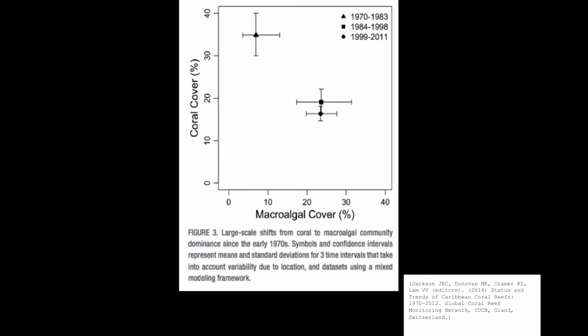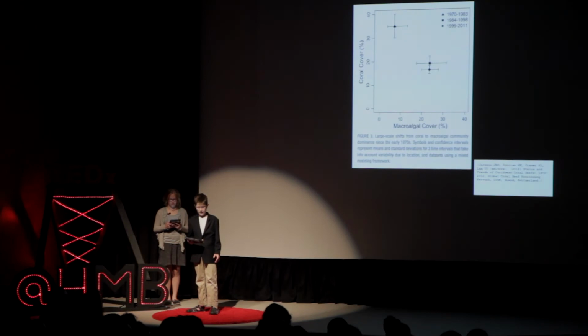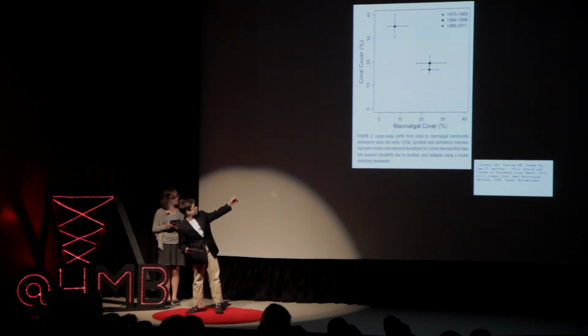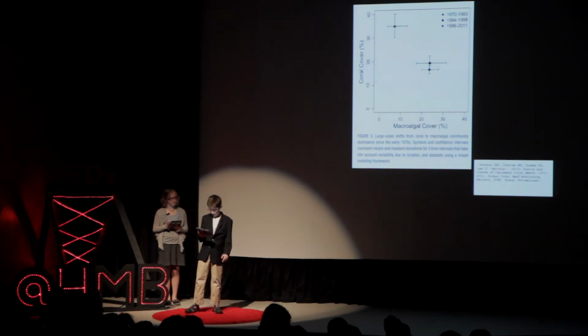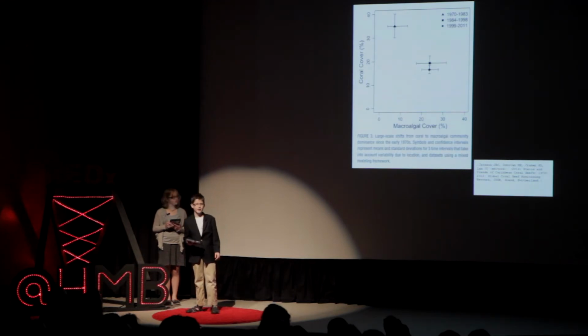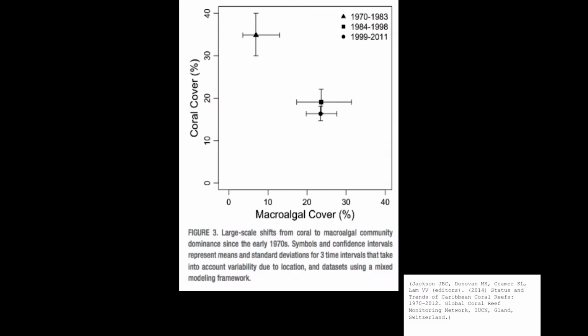This plot from the same report shows a marked increase in the amount of microalgal cover during the period from 1970 through 1998. Looking at the plot, you can see that it increases from approximately 8% to approximately 23%. This is accompanied by a dramatic decrease in the percent coral cover, which then continues following 1998, from 35% initially all the way down to only 16% by 2011.